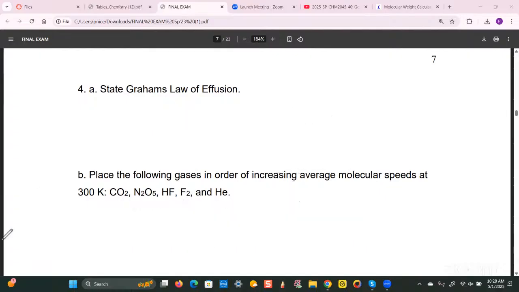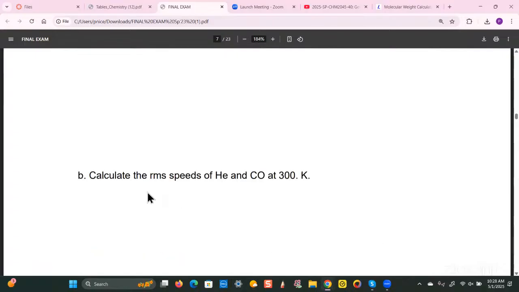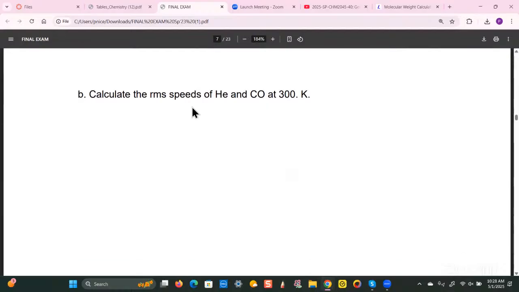I think there's a question where they actually ask you, okay, here it is. In this question, they're asking you to calculate the root mean square speeds of these two gases at 300 Kelvin. That's where this formula comes in. The root mean square speed is equal to the square root of 3RT over M.